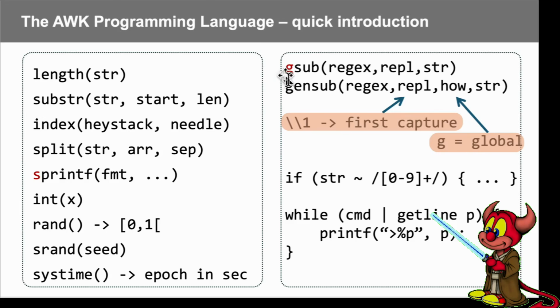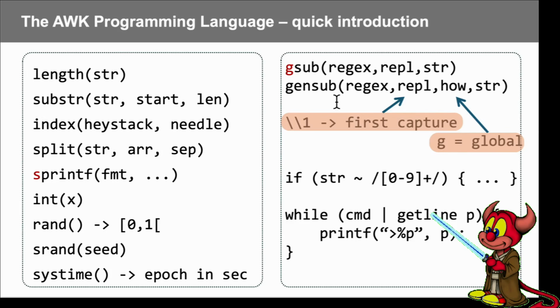Here we can see the sub and gsub routines. Sub is to substitute, so we do string replacement on a regular expression. It means whenever we find a regular expression, we replace it with a replacement. The sub does it for the first match, the g is for global, meaning that it's going to replace every time it finds the regular expression in the string.